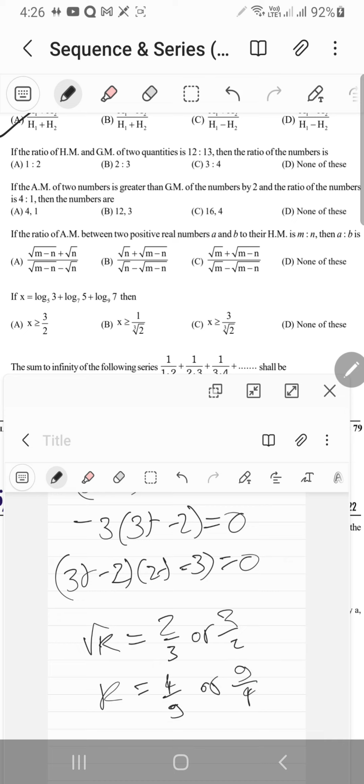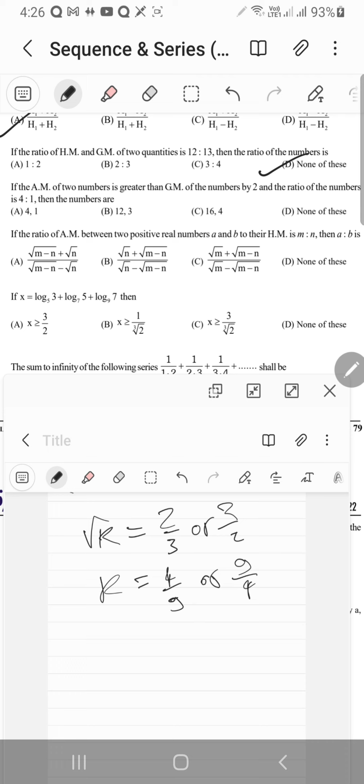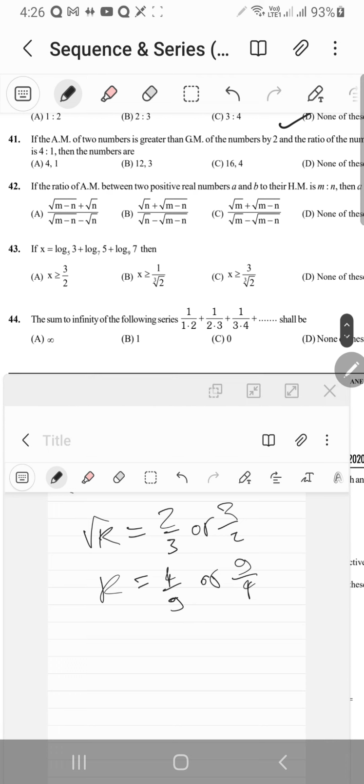Let's see if that is in there. No, the ratio of these two numbers is not this. It's none of these in that case. It should be square root t over there. Okay. Yeah, b upon a, that is k, and you want k, that's 4 upon 9 or 9 upon 4. Take it or leave it. It's not there.